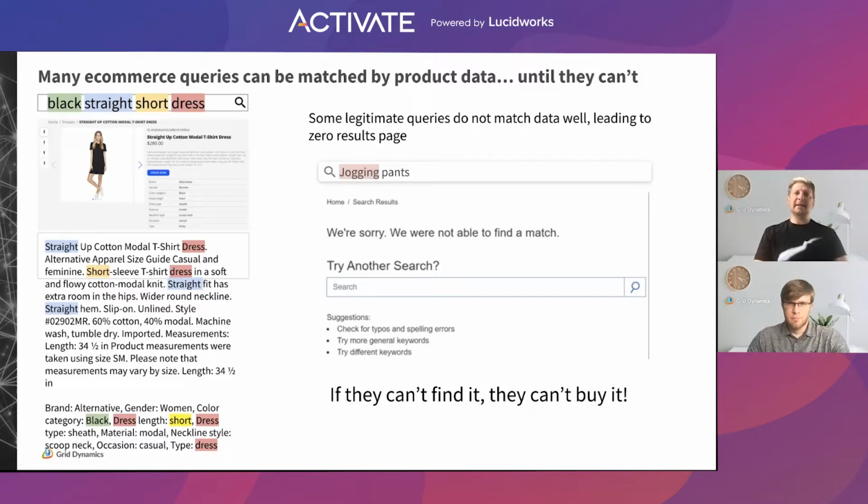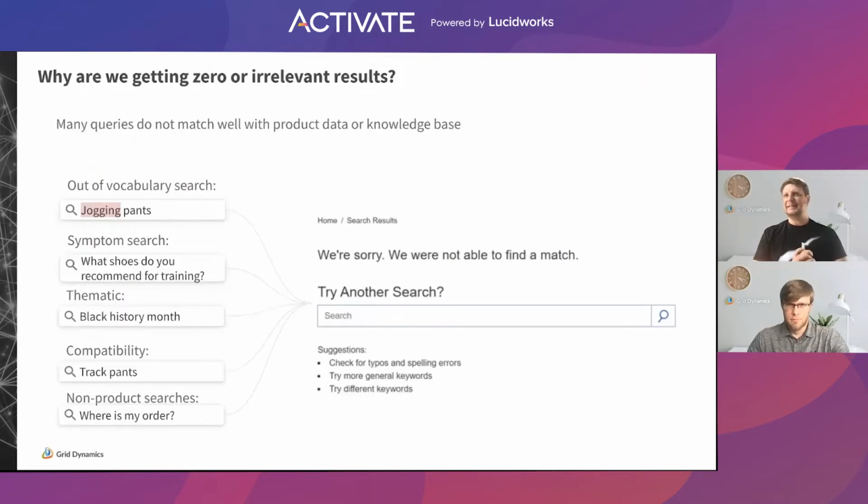However, in many cases, some very legitimate queries from the customers are not finding good matches because we do not match data especially well. And that often leads to a zero results page or completely irrelevant results. And of course, we all know that if the customers can't find it, they will never buy it. So our goal as search engineers, as relevance engineers, is to always find relevant products for our customers. Let's go to the next slide.